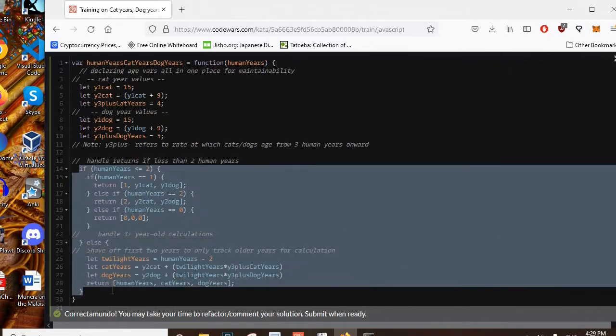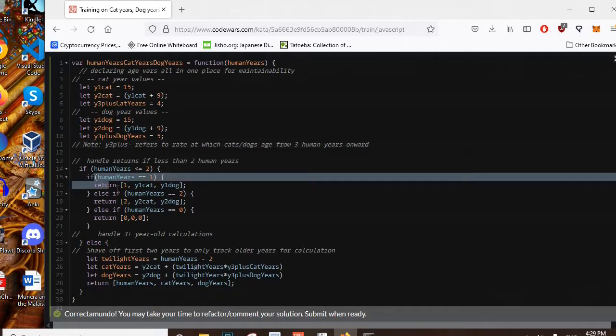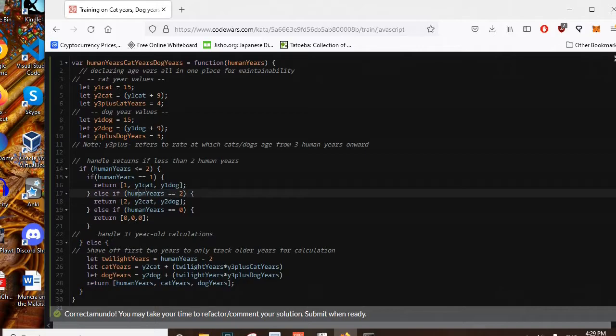So we have 2 big if-then statements. If they're less than 2 years old, then we don't have to do the 3 plus calculation. So if it's just 1, then return the age for year 1 dog, year 1 cat. If it's 2, then I can reference that for year 2 cat, year 2 dog, if it's 2 human years.